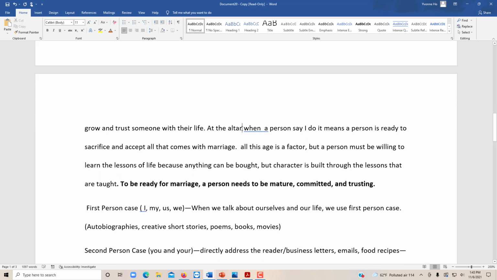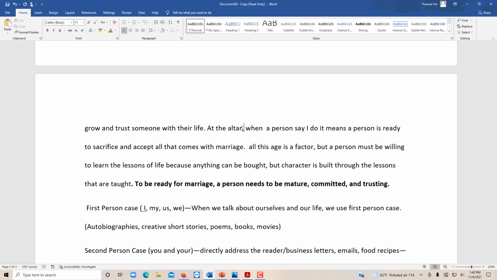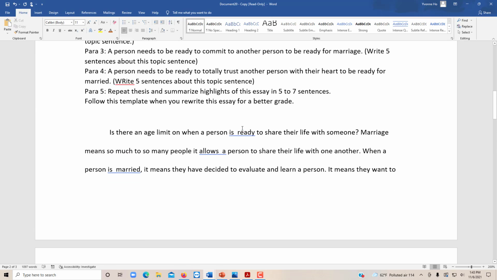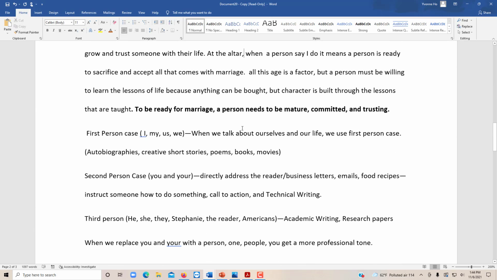At the altar, when a person says, "I do," it means a person's ready to sacrifice and accept all that comes with marriage. In all of this, age is a factor, but a person must be willing to learn the lessons of life before anything can be done. But character is built through the lessons that are taught. So this is her introduction paragraph. To be ready for marriage, a person needs to be committed, mature, and trusting.